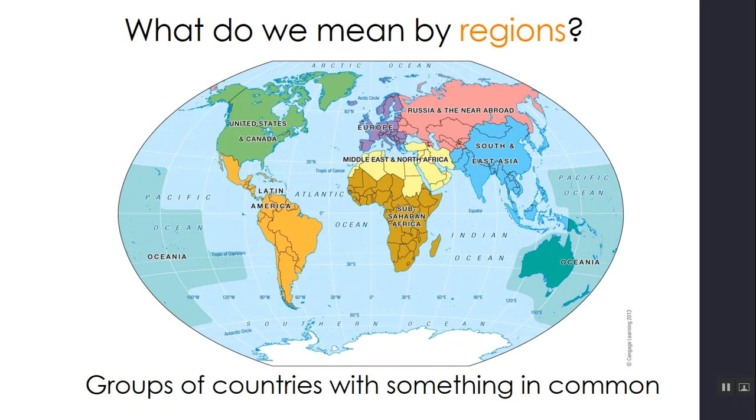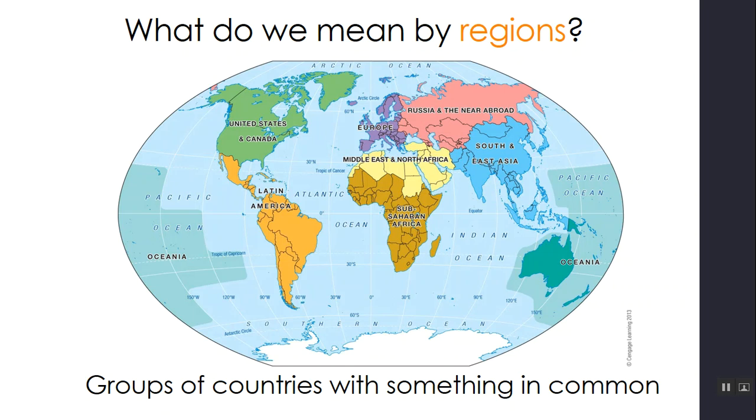And what do we mean by regions in the first place? This map has several regions from your textbook. Some we're going to cover, some we're not. We do not have time to cover the United States and Canada, but we are going to be looking at Europe, Russia and the near abroad, the Middle East and North Africa, Sub-Saharan Africa, South and East Asia, Latin America, and the last one we look at is Oceania.